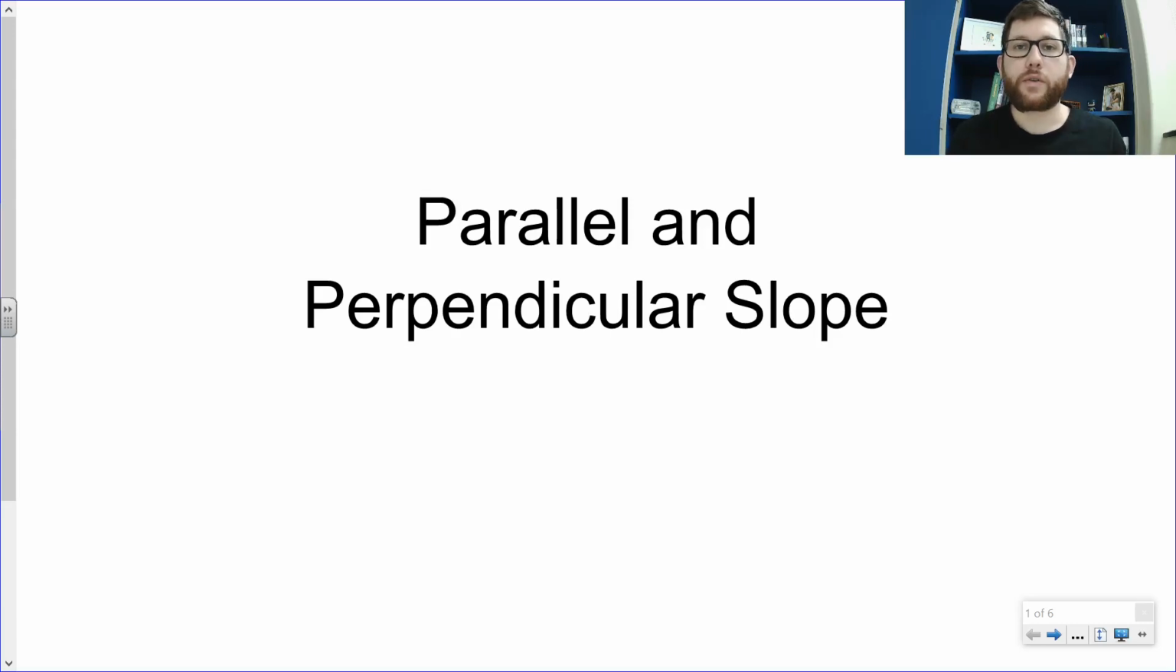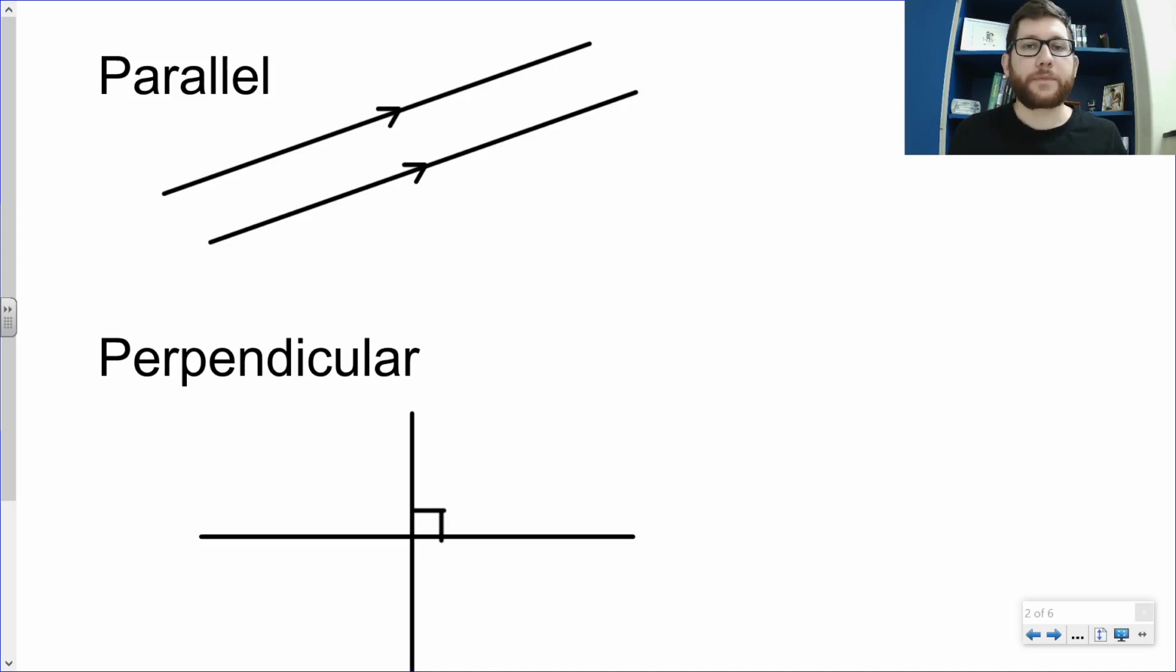In this video, we're going to take a look at parallel and perpendicular slope. Before we jump into parallel and perpendicular slope, we need to talk about what is parallel, what is perpendicular. If we look at these pictures here, we see an example of parallel lines and perpendicular lines.